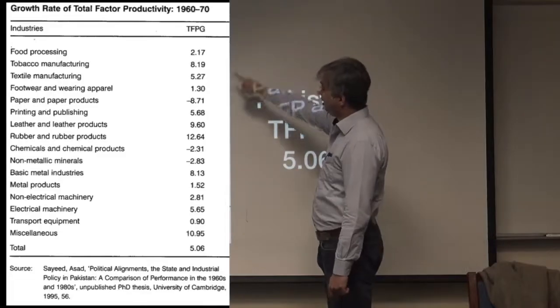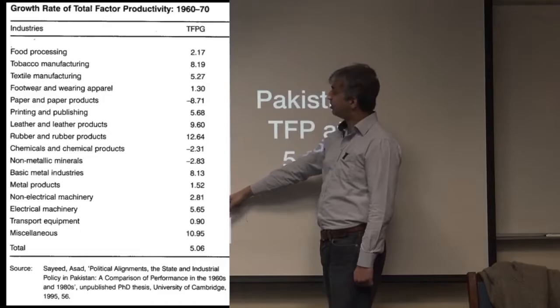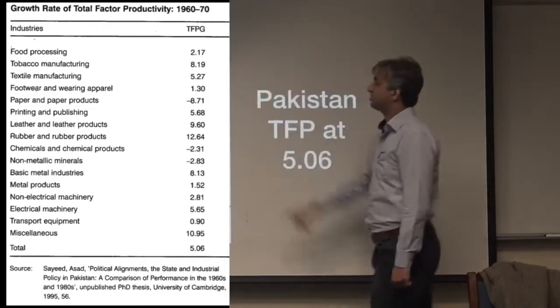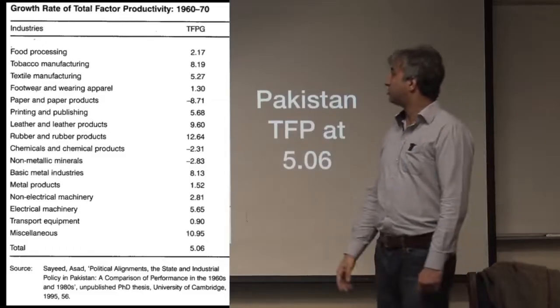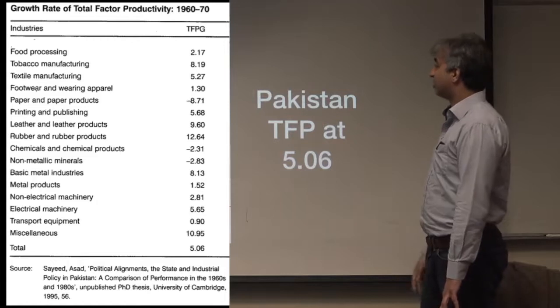Here's the TFP in terms of different sectors. The overall TFP is 5.06. You can look at where it's significantly growing and where it's not necessarily growing. Rubber plants and leather seem to be growing. Tobacco seems to be growing, etc. Paper and other products, not really.